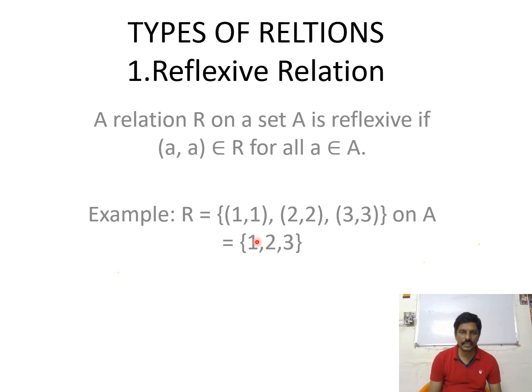So it is clearly a reflexive relation. That means for all the elements, the self relation exists: 1, 1, 2, 2, 3, 3. For example, if 2, 2 is missed here, then it is not a reflexive relation. If any one of these three values is missed, then it is not the reflexive relation.